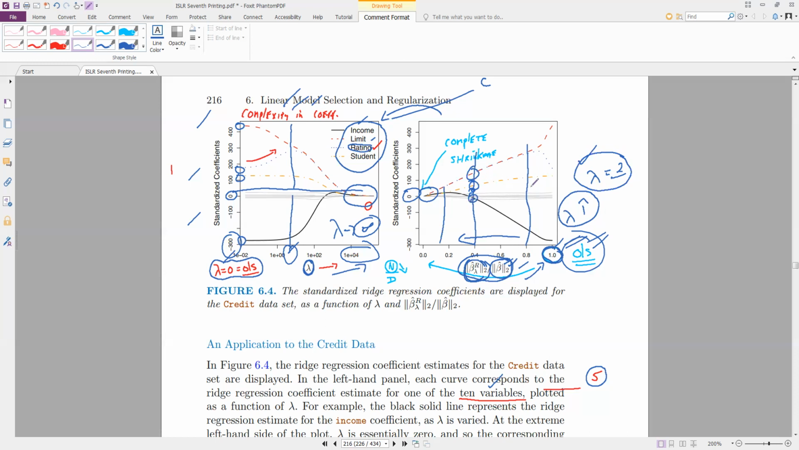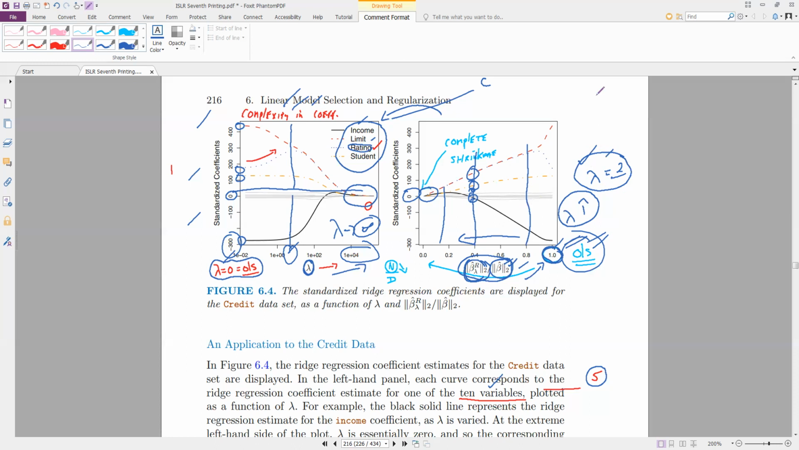Now that's unlike least squares regression, because in least squares regression, we didn't tune anything. We didn't have anything where you can just tweak the tuning parameter and see the behavior of the coefficients. In ridge regression, you have that tuning parameter. So it's going to matter.